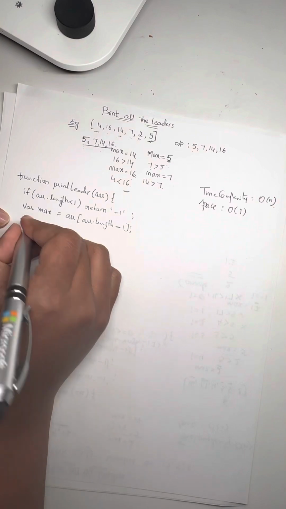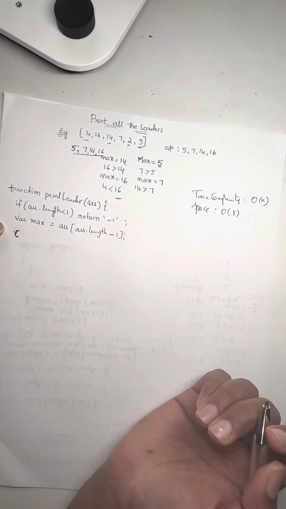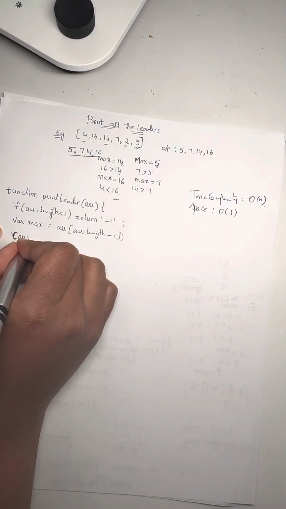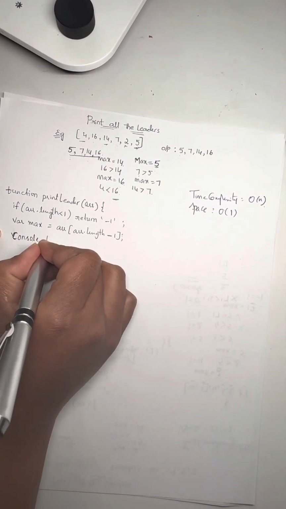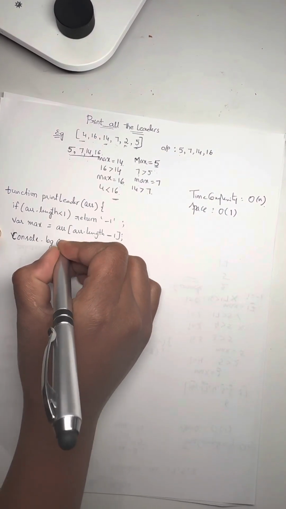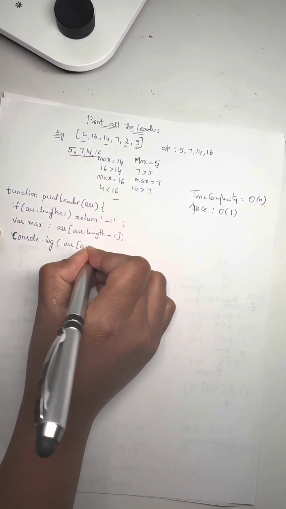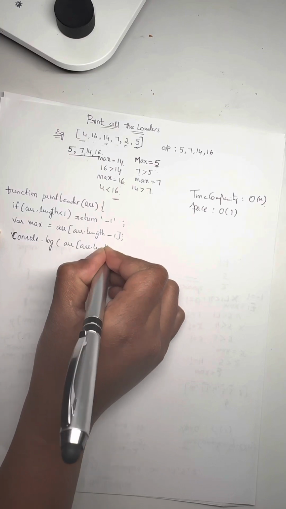So first, the last element in the array will always be a leader, so we are just going to console it. Console.log the last element, array of array.length - 1.